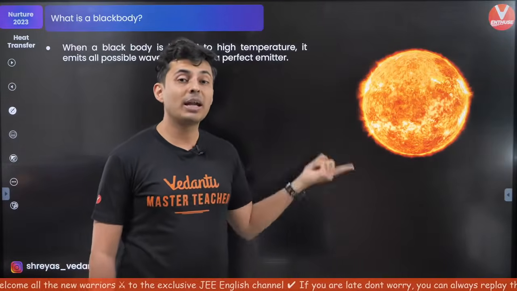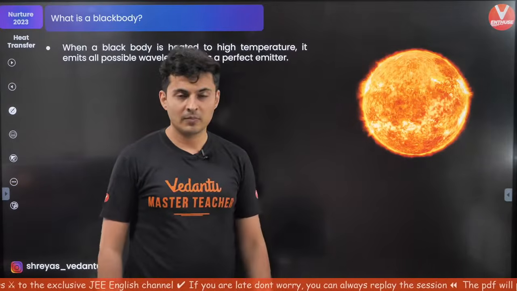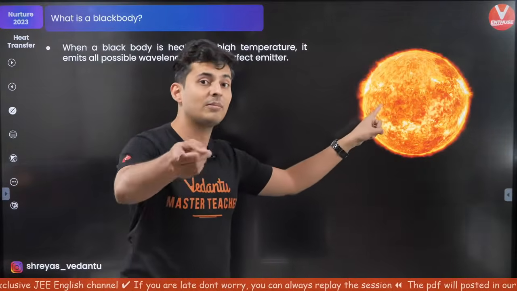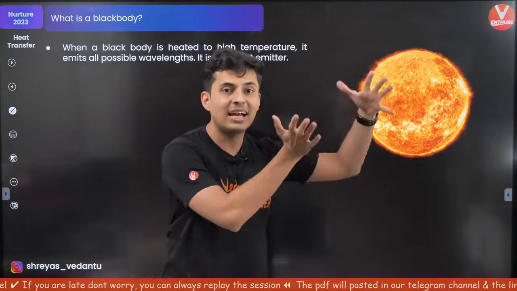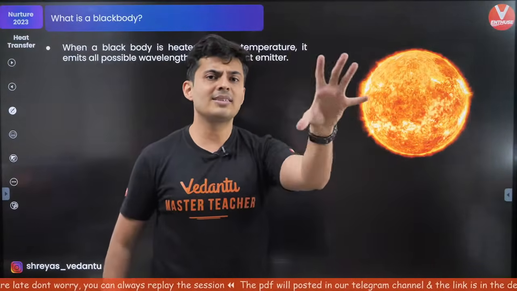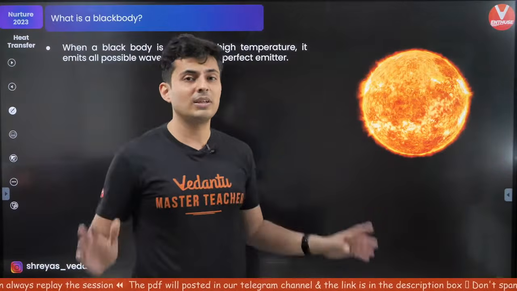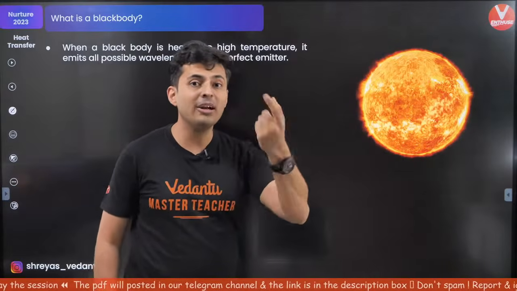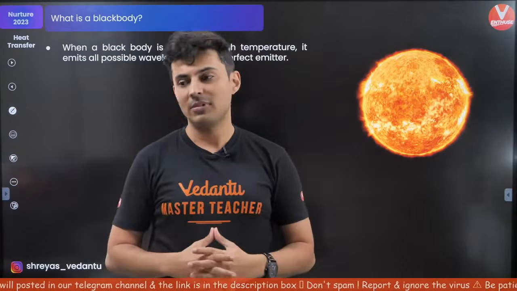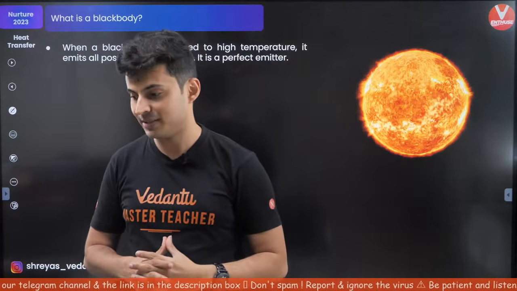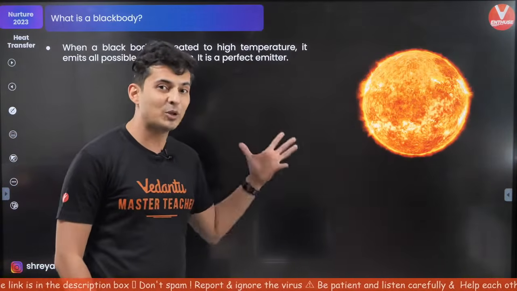It's yellow not because of reflection, but because of the temperature of the sun. If the temperature of the sun was something else, then it would emit some other color which would be outside our visible range, and then the sun would look like a dark body. It's just because the radiation coming out of the sun is in the yellow region that I see it yellowish in color. I hope this is clear. Otherwise the sun is actually a black body.